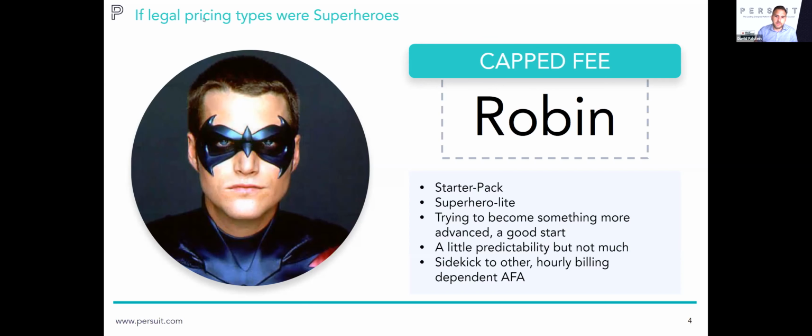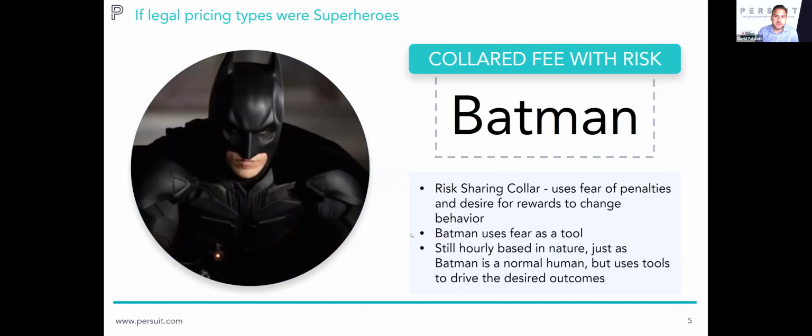But the reality is that the cap might be set too high because the risk is shifted to the firm. And then you don't really have a mechanism to adjust the capped fee, unless you do what we're going to mention a little bit later to strengthen this approach. And this is a sidekick to another hourly-billing-dependent AFA as well, which is the collared fee with risk sharing.